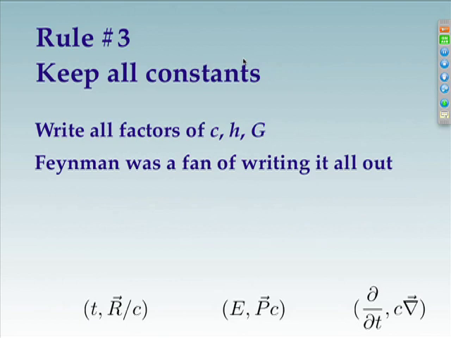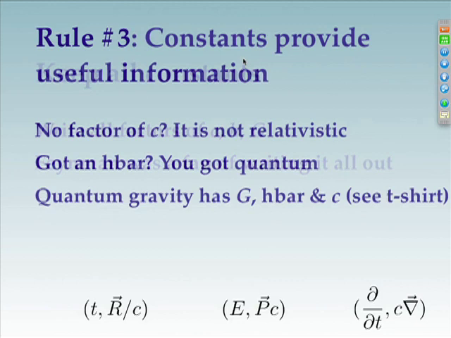Write all those factors of c, h, and G. Feynman was actually a big fan of this, and people today say, "No, I'm going to use natural units. I don't have to write it out." Okay. So that's a kind of difference in attitude. But I think that the constants actually give you a handle on what's going on, okay? You know, if there's not a factor of c in there, well, then you can't be really relativistic. If you've got an h-bar, hey, maybe you've got quantum mechanics going on. Quantum gravity, relativistic quantum gravity, has a G and an h-bar and a c, like the T-shirt has.